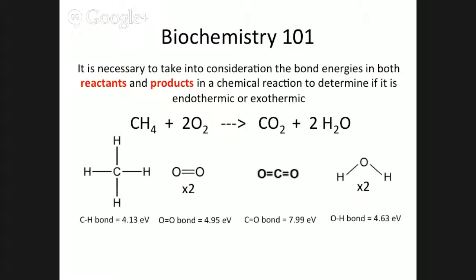And now it's just a matter of, again, adding up the bonds. So we already did this with methane. There's 4 of these, so that's just 4 times 4.13 negative, because it's energy stored, it's potential energy. So minus 16.52 eV.